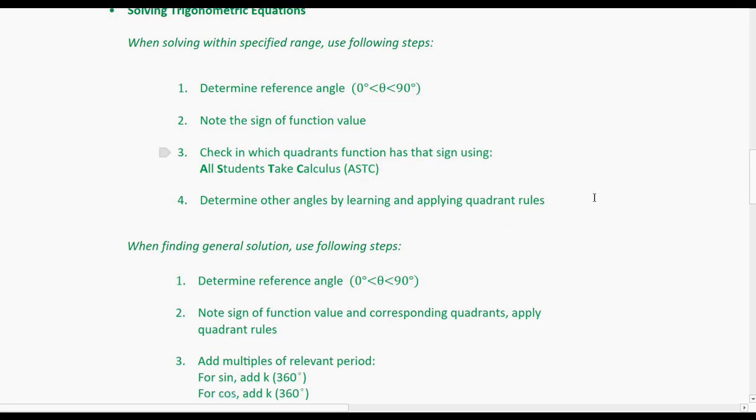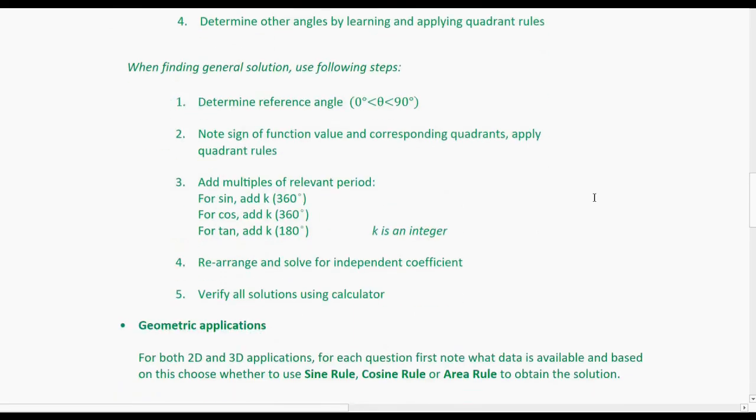Then the second case, which I covered later in the video, was the bunch of steps you'd follow when finding the general solution for a trig equation, meaning when you're not asked for a solution that falls within a certain range of angle values. The first step would be to determine the reference angle as you did previously. Then you note the sign of the function value and the corresponding quadrants within which it has this sign, and based on this you'd apply the quadrant rules.